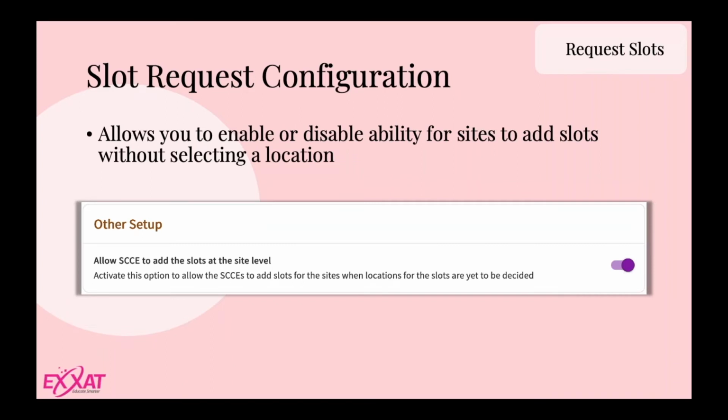The other part of this configuration page for the slot request allows you to enable or disable the ability for sites to add slots without selecting a location. This is a feature in version 4 where they can say they've got slots to offer, but they don't know where yet. So if you don't want them to do that, you'll have this turned off, and if you do want them to do that, you'll have it turned on. It's up to you what you want to do with that. I know that a lot of people appreciate the feature, so I'm just pointing it out.